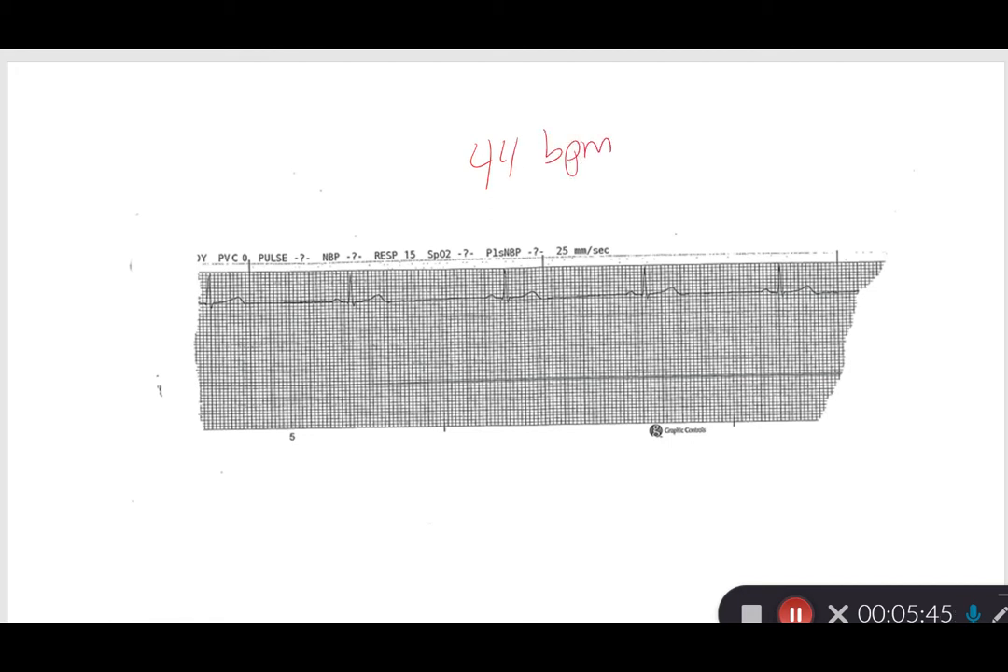So I do know that this is slow. I have a P wave for every QRS complex. My P wave is upright. They all look the same.